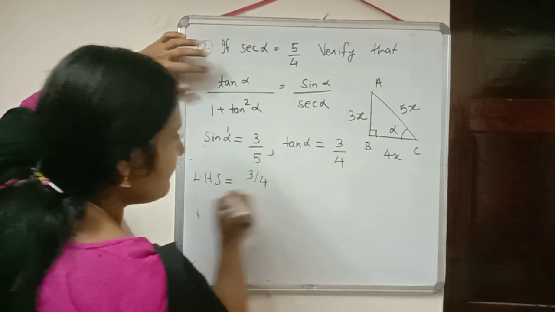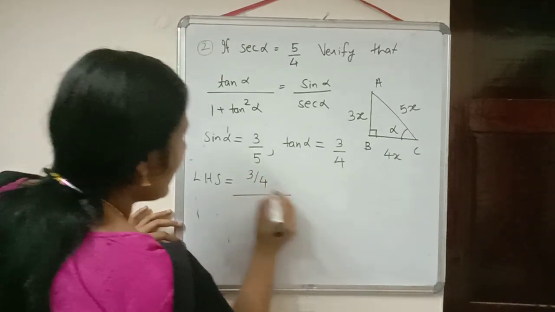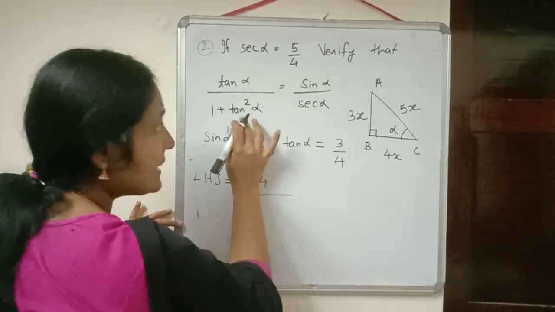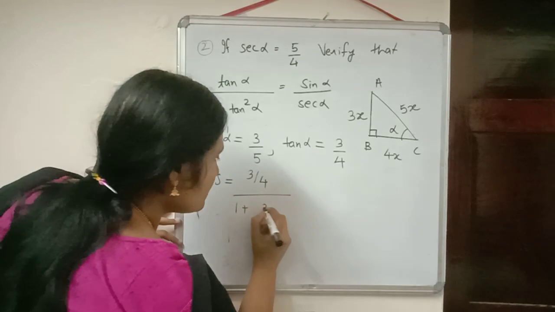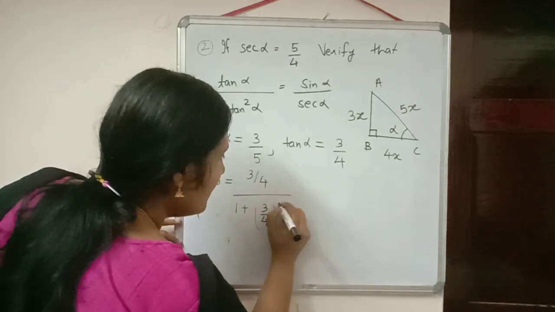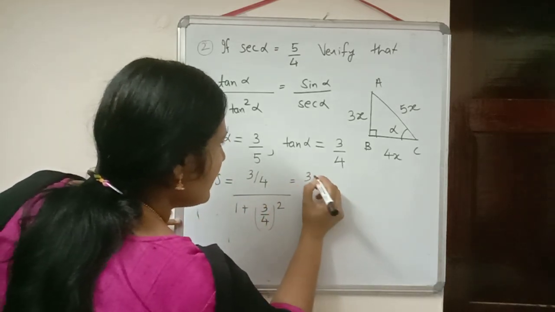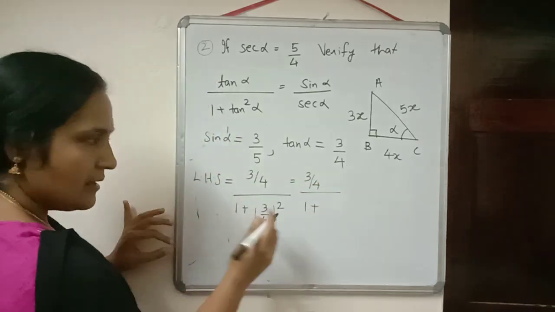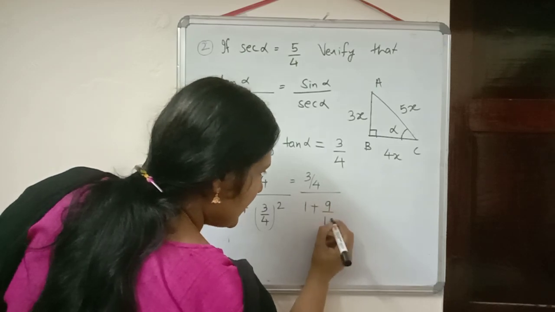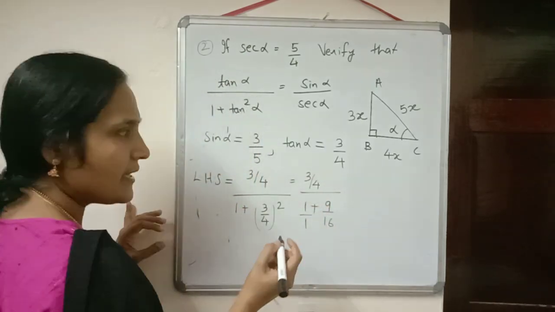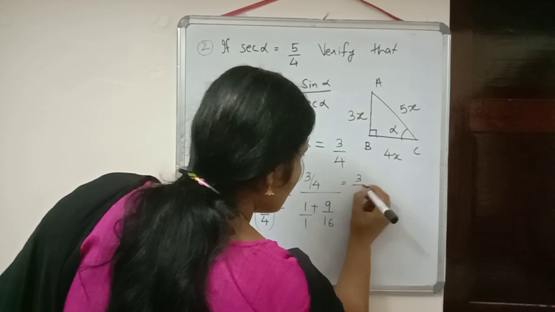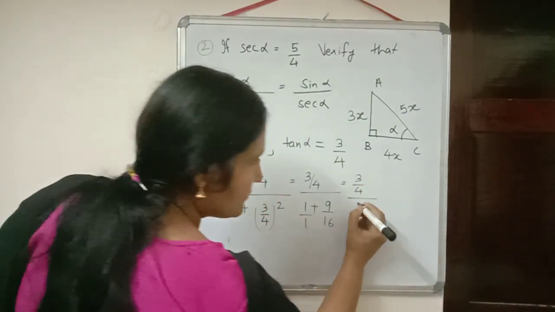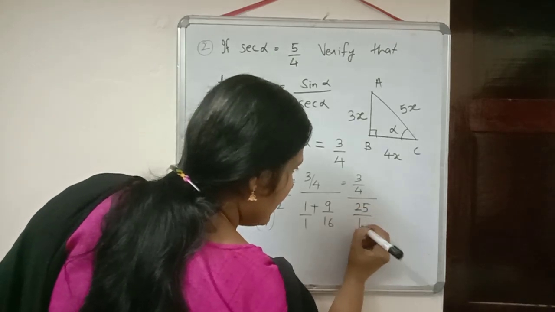In place of tan alpha, 3 by 4, by 1 plus tan square alpha, meaning it is tan alpha the whole square. So it will come 3 by 4 the whole square. Now we can simplify it. 3 by 4 divided by 1 plus 9 by 16. Now here we can do the cross multiplication. Then it will come 3 by 4 whole divided by 16 plus 9, so that will come 25 by 16.